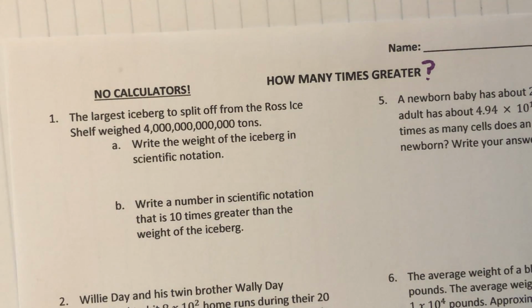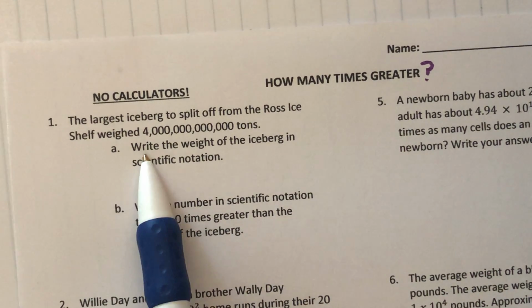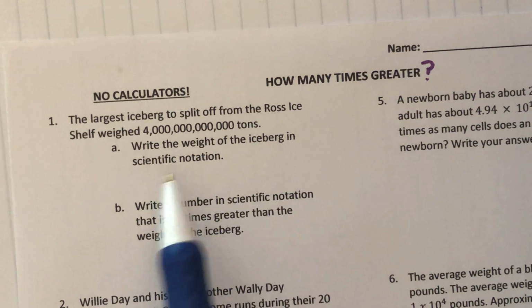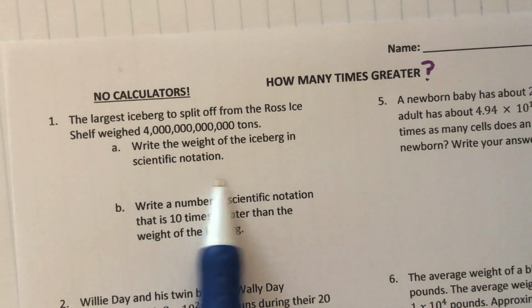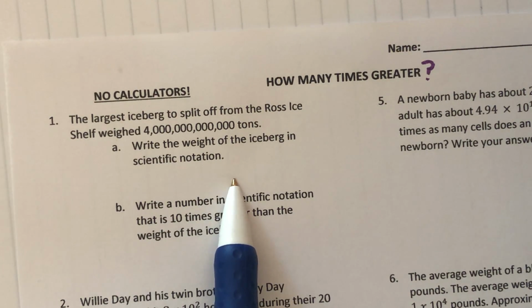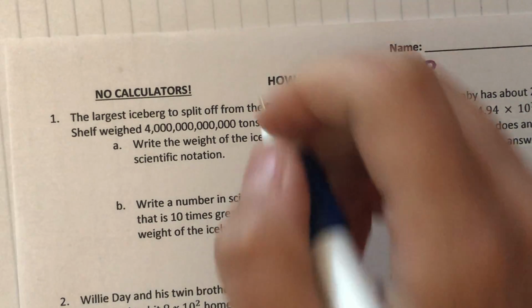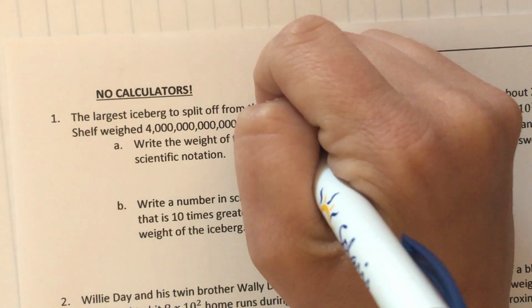For our first example, it says the largest iceberg to split off from the Ross ice shelf weighed 4 trillion tons. There's 2 parts to this problem. First, we need to write the weight of the iceberg in scientific notation. That's a lot of zeros. We want to write it in scientific notation, and we know how to do that. We are going to follow LARS.